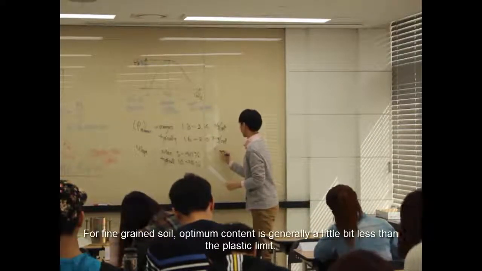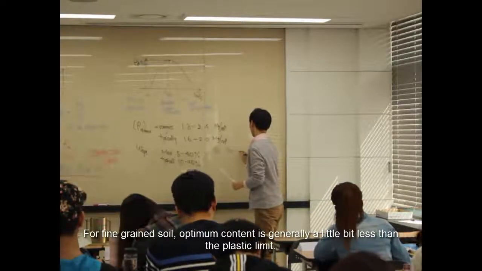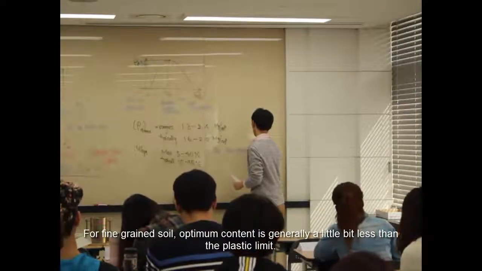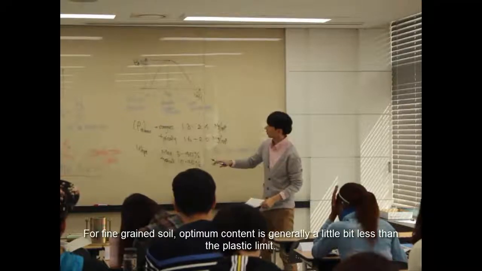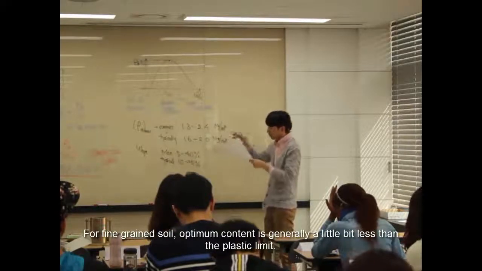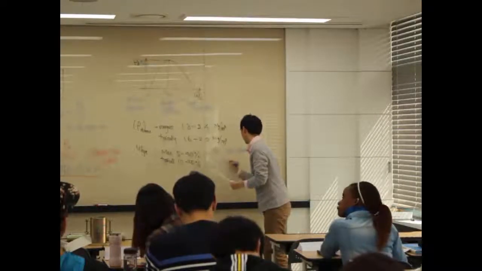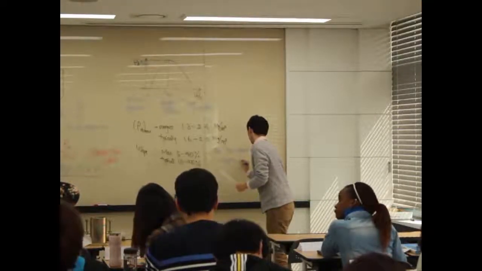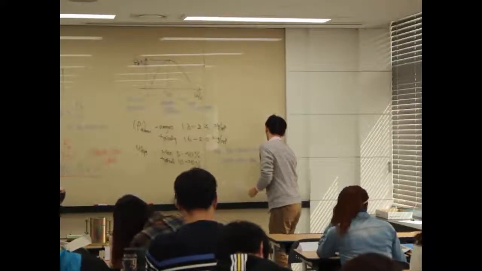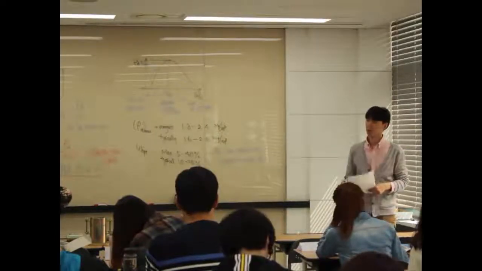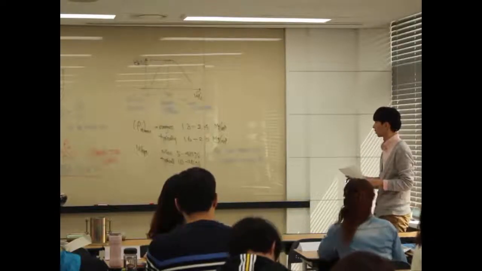For fine grained soil, in general, the optimum water content is slightly less than the plastic limit. The optimum water content has been found to be slightly less than the plastic limit for fine grained soil.